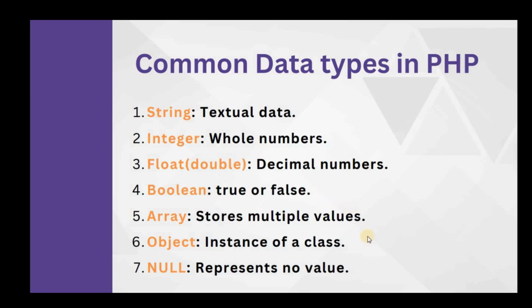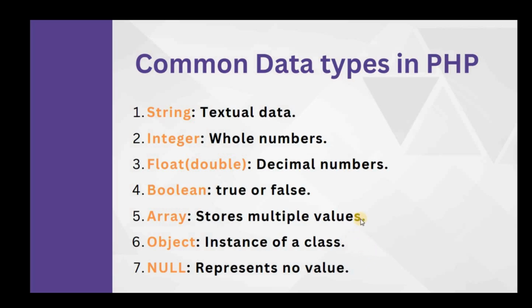In array, we can store multiple values of different data types. Objects are instances of a class, and we will see objects in detail in upcoming videos. And the last one is null. It represents no value. Now we will see examples of all these data types.